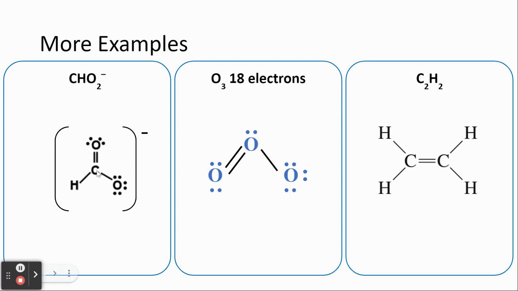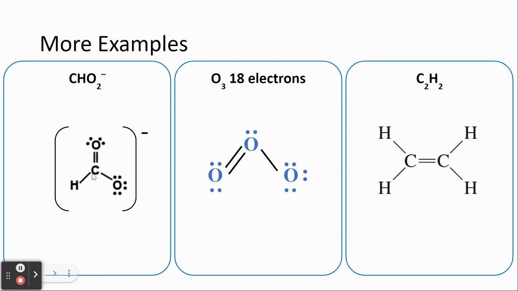Carbon will be our central atom. The atom that's the least electronegative is typically our central atom. If you see carbon in a structure, it'll be your central atom. We would put a single bond here, here, and here to bond all of our atoms together. That would leave us with 12 electrons. We would put 6 electrons here, 3 lone pairs, and 6 electrons here, 3 lone pairs.